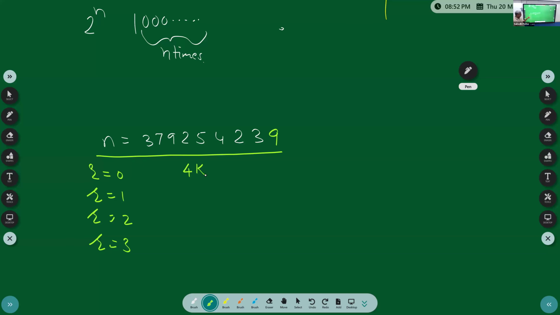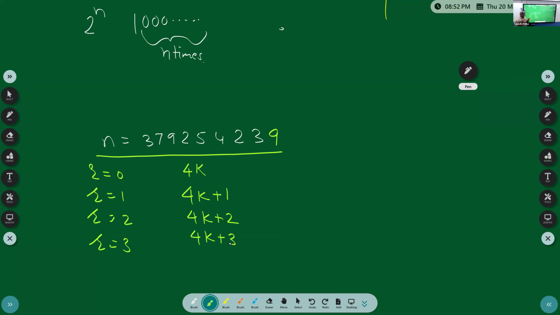All those which are not divisible but leave remainder 1 will look like 4k plus 1. Remainder 2 will look like 4k plus 2. Remainder 3 will look like 4k plus 3. So these are all natural numbers. They are infinitely many, but we have listed them in 4 categories.